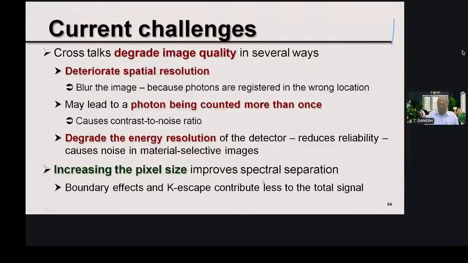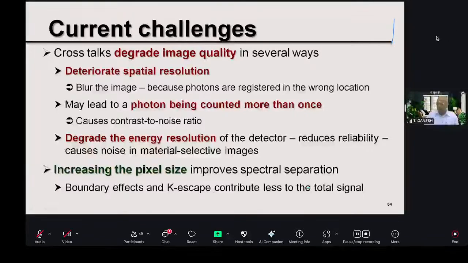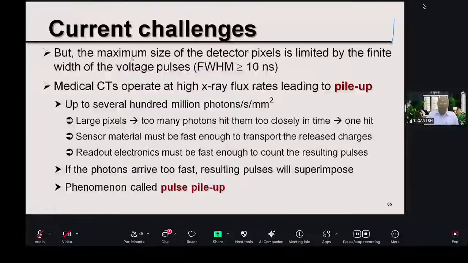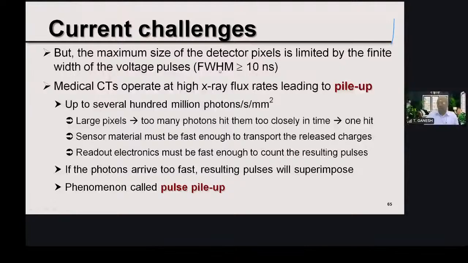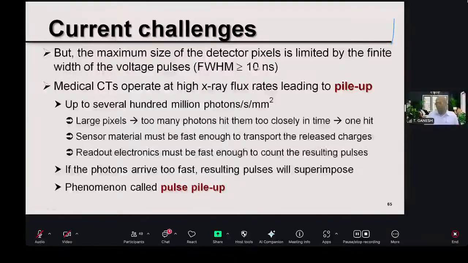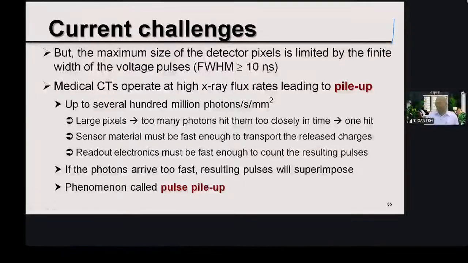It will improve the spectral separation, and boundary effects and the K escape will contribute less to the signal. But the problem is that the maximum size of the detector pixels is limited by the finite full width half maximum of the pulse, which is greater than 10 nanoseconds. So as you increase the size of the pixel, even though you will be able to reduce the crosstalk, the full width half maximum will increase. So there will be another kind of problem. What is that problem? That is called the pileup.